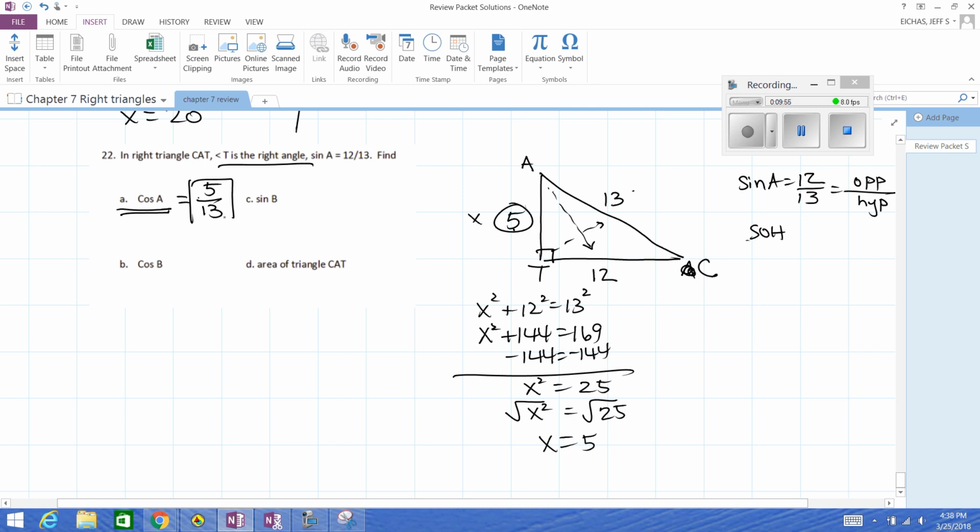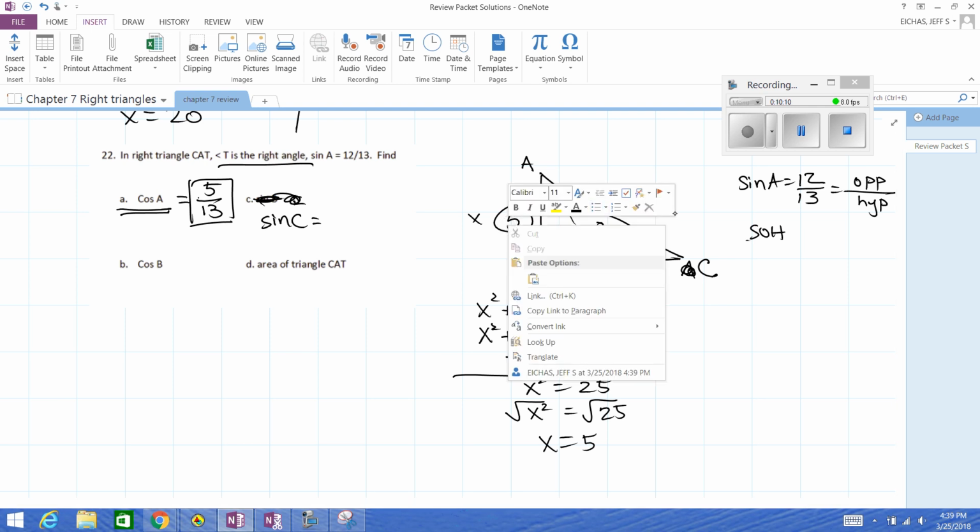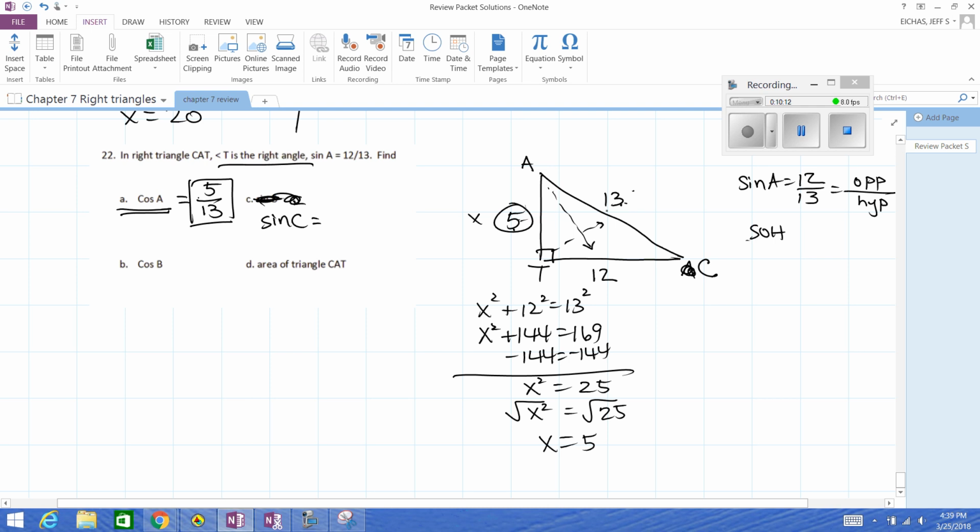Now sine of B, there is no B, I'm assuming they mean sine of C. So let's just assume they mean sine of C for a minute. That would be opposite over hypotenuse. So 5 over 13 is the fraction they're looking for for sine C. Okay, 5 over 13. Cos C is adjacent over hypotenuse, which is 12 over 13.